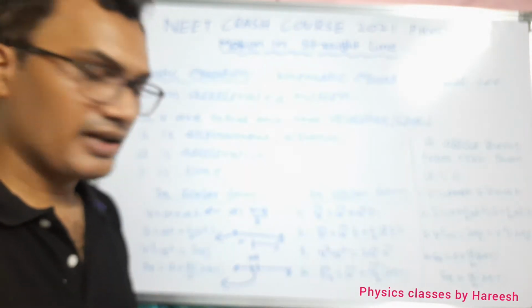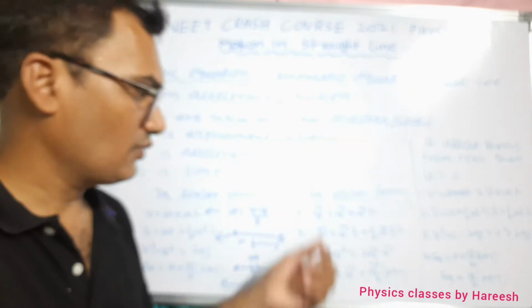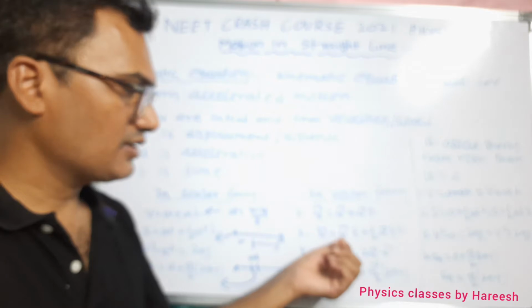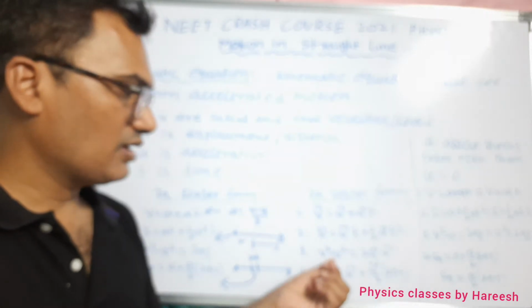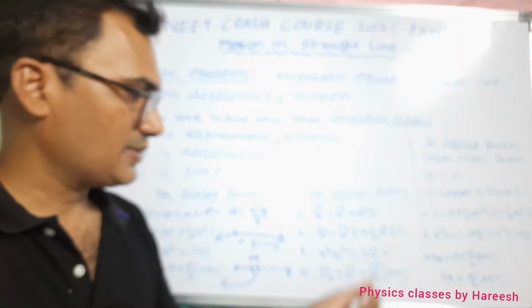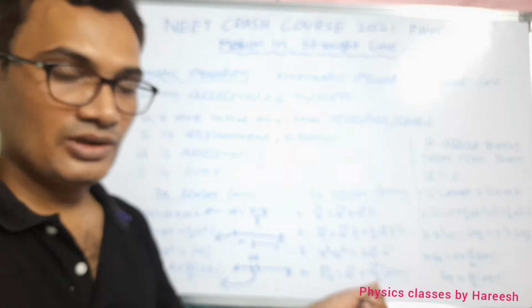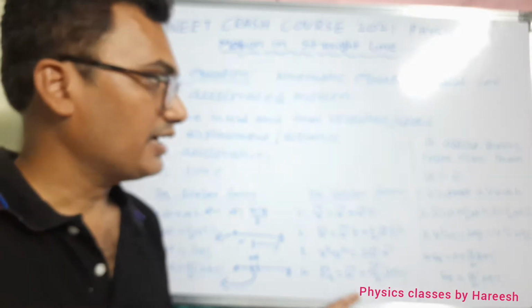The same equations we can write in vector form also. On the head we have to put a bar. So v bar = u bar + a bar t. Second one is s bar = u bar t + ½ a bar t². Third, v² − u² = 2 a bar · s bar. Sn bar = u bar + (a bar/2)(2n − 1). Here n indicates the nth second.